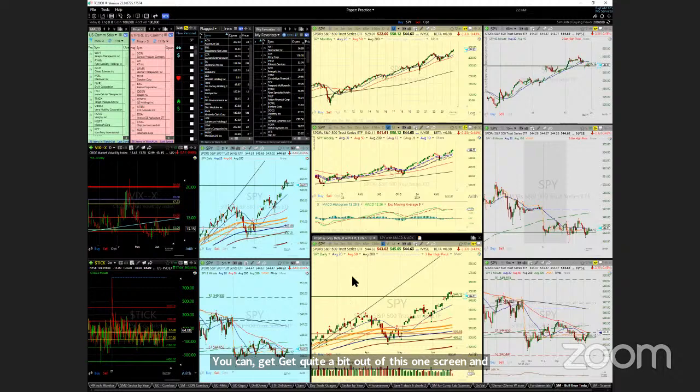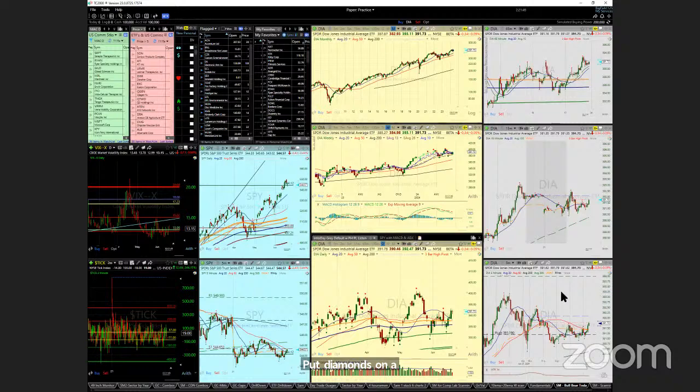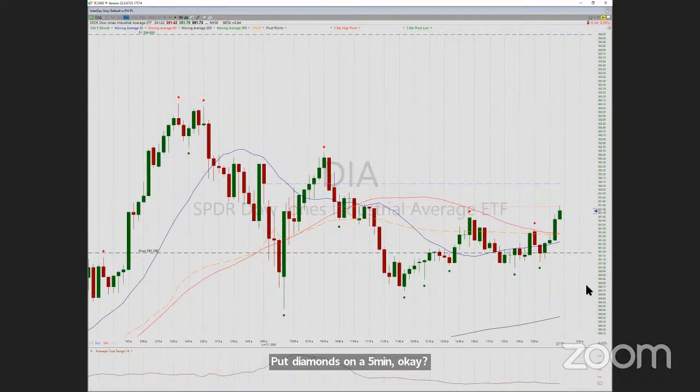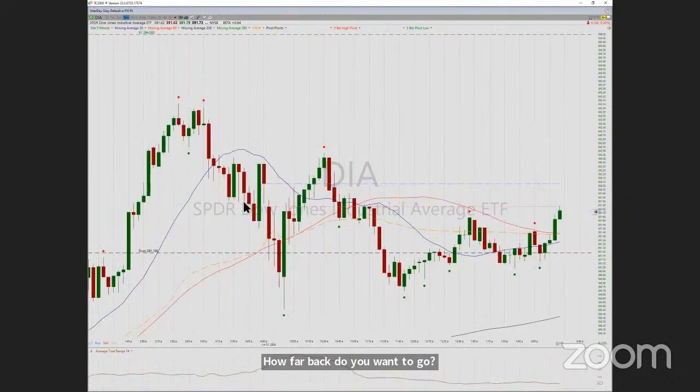Put diamonds on a 5 minute. Okay. How far back do you want to go? Just one day? I think that'll be close. You've got a little more than one day. And again, this is what Greg talked about. I even think this week, Greg, you meant like this pink checkered line is today's open. This is yesterday's close.